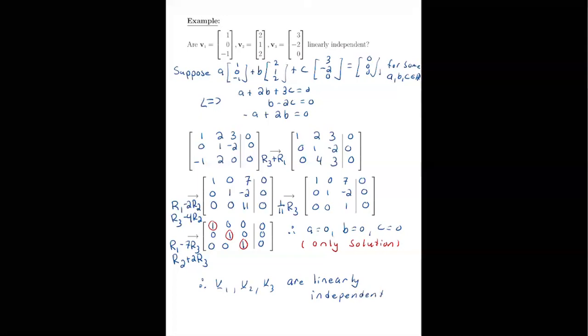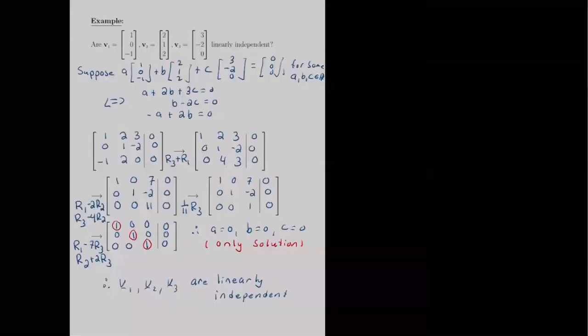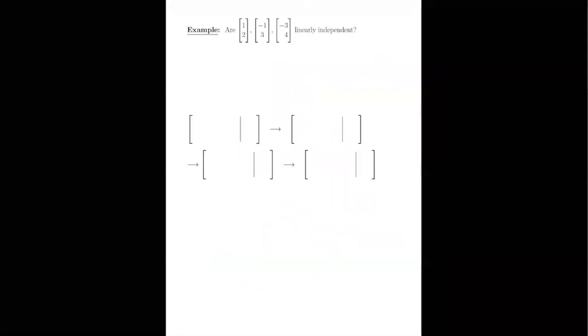We had a unique solution, and it's 0, 0, and 0. Okay, so let's take a look at another example. We're going to ask the same question. So are these linearly independent? And we're going to set it up in the same way.